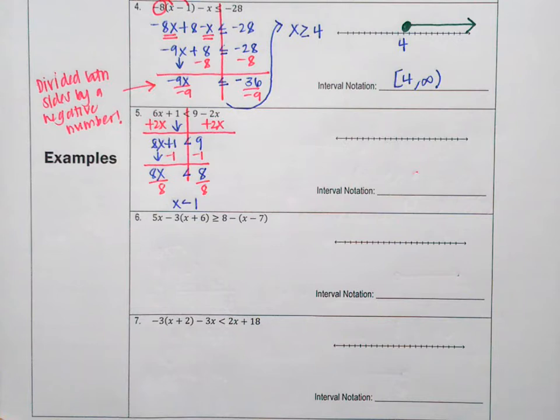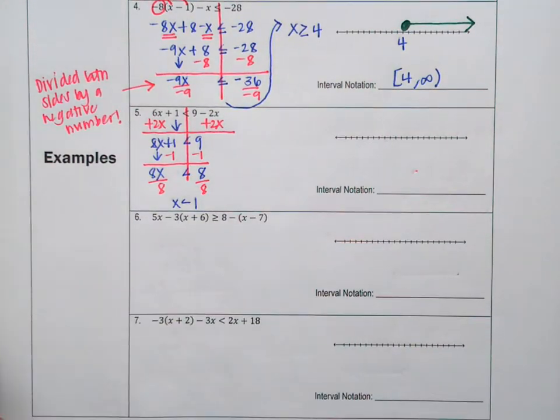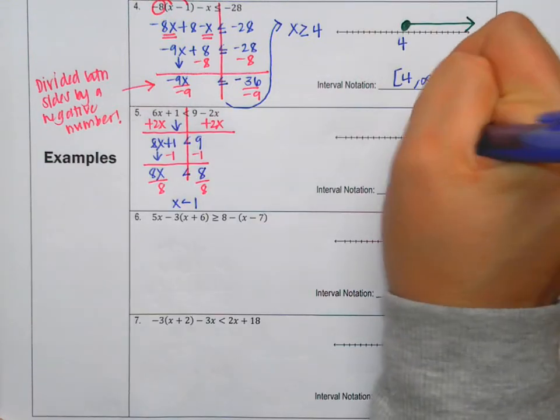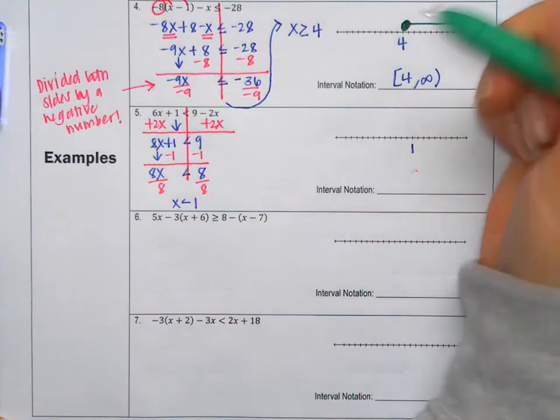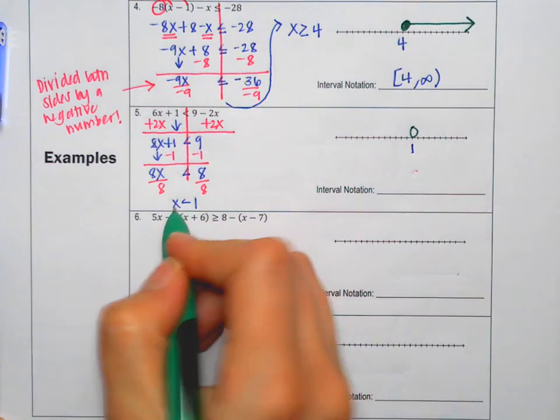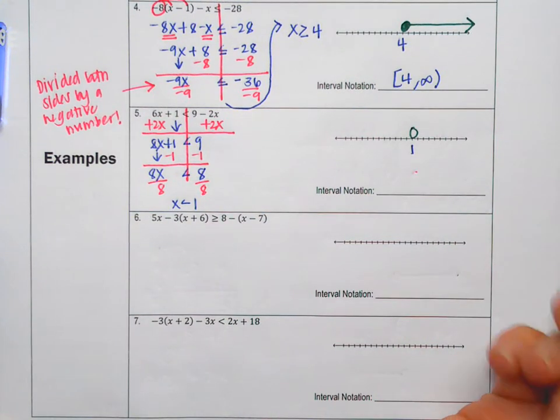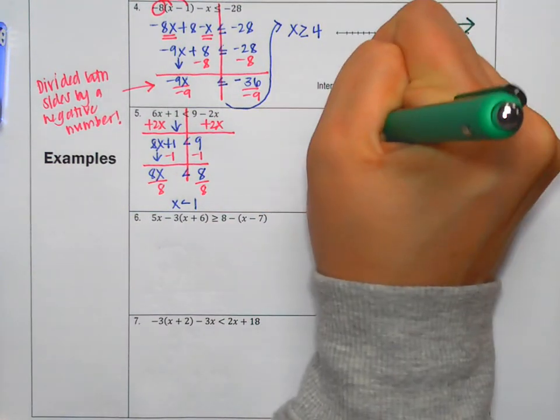So I graph that. Less than, is that an open or a closed circle? That's an open. I should put the 1 first. So it's an open circle. And then less than, is that going in the positive or negative direction? And that's going in the negative.